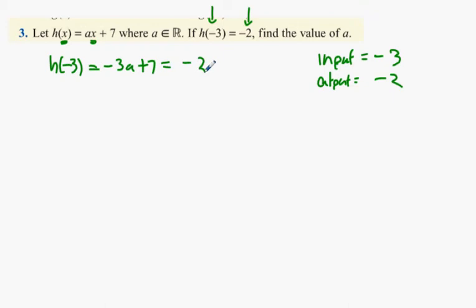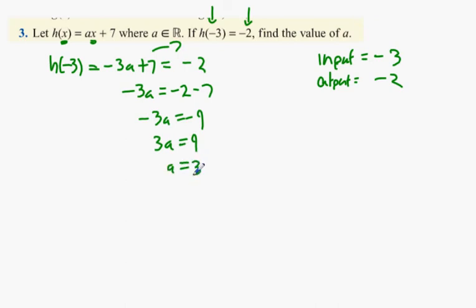Minus 2. I then isolate minus 3a by bringing the 7 over to the other side. Minus 3a equals minus 2 minus 7. Minus 3a equals minus 9. Multiply both sides by minus 1, divide by 3. a equals 3.